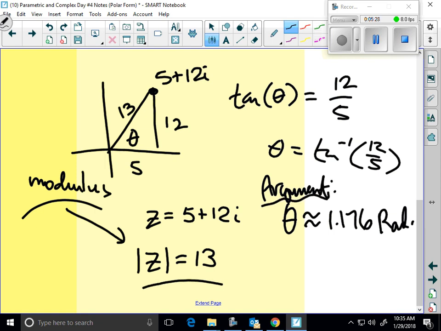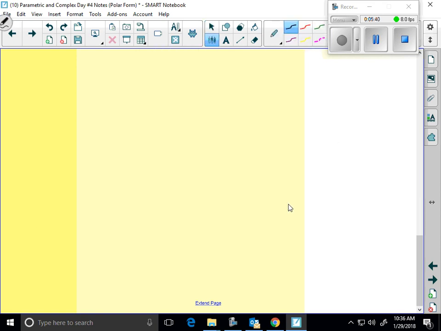What does that tell us? That tells us the radius of the circle that triangle would be in, or the hypotenuse of the triangle, and the angle of rotation. So let's say that I take some, I don't know, let me test your polar abilities here.